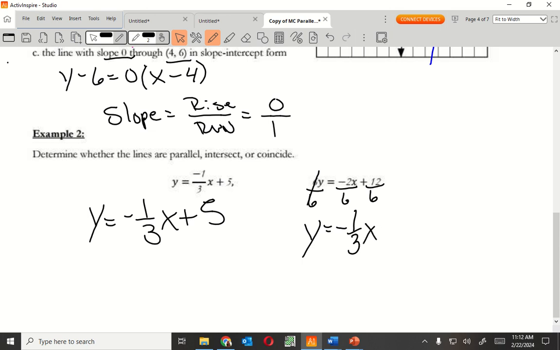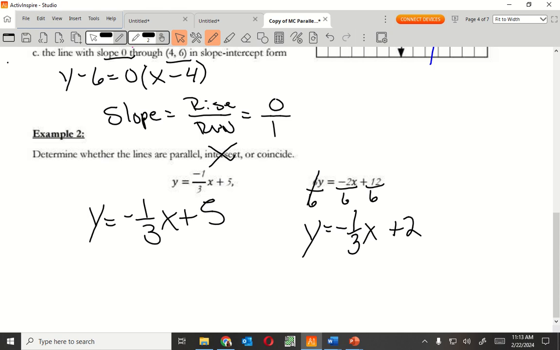Now at this point, I know that these two have the same slope, don't they? So there's a good chance they are going to be parallel. They could be parallel, but we know they cannot intersect, because those slopes would have to be different. Now my last thing is 12 divided by 6. What is 12 divided by 6? 2. So it's plus 2.